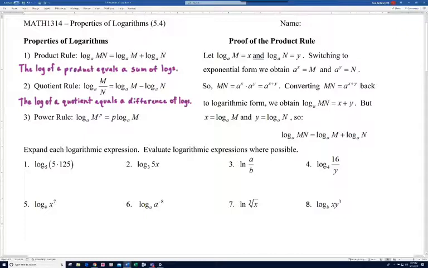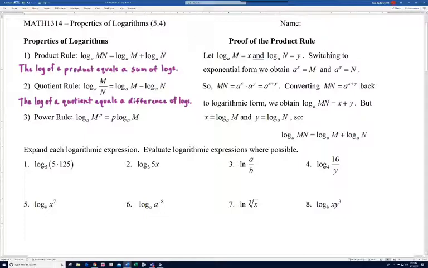All right, so let's look at number 1 here. Well, first of all, notice the word expand. It says expand each logarithmic expression, evaluate logarithmic expressions where possible. So when we say expand, basically we want to write each log as the log of a single value. And so you'll see that in each of our answers.